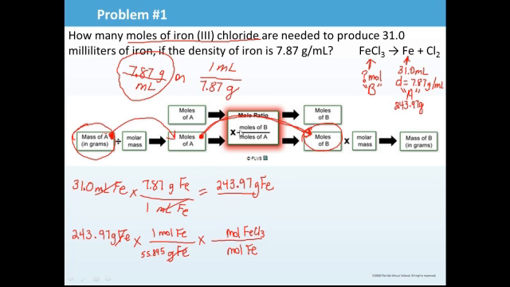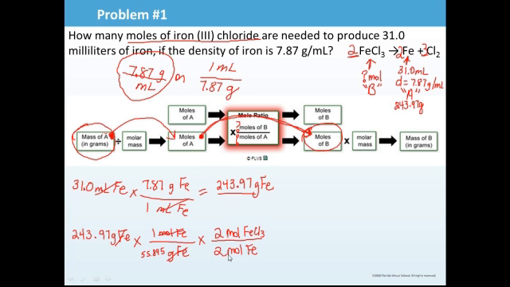Again, remember, our mole ratio, that's the coefficients in our balanced equation. Go to your balanced equation. Uh-oh! Look at our equation. It's not balanced. Remember, you have to make sure that you have a balanced equation. I have 3 chlorines on the left, 2 chlorines on the right. Therefore, I need to get those balanced. I now have 2 irons on the left. I need to have 2 irons on the right. Now I'm balanced. Now I can plug in my coefficients.